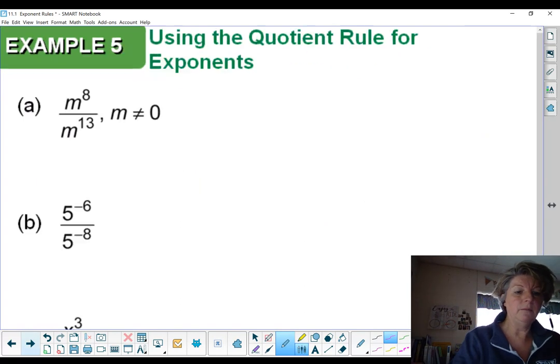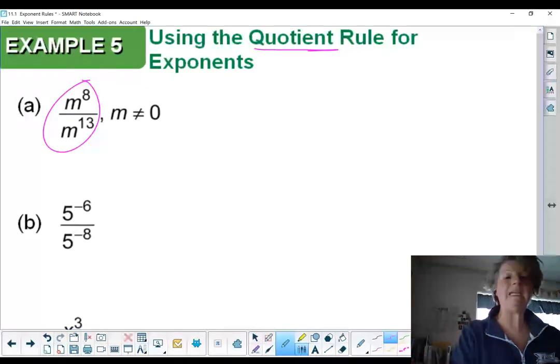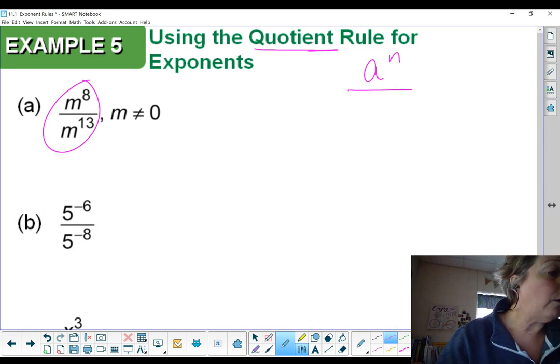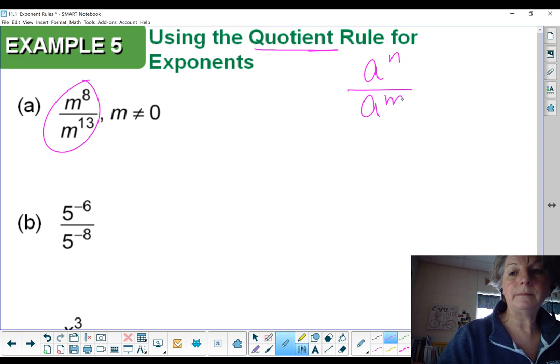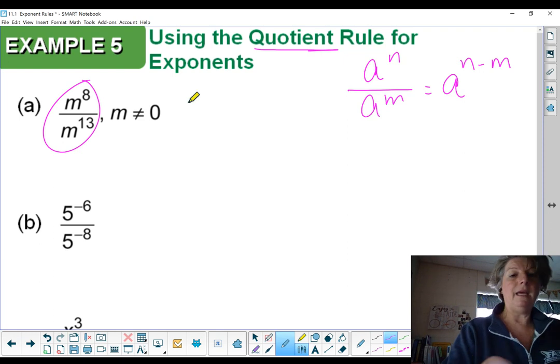Moving forward, example 5. This is our last example for today. And then tomorrow we'll pick up with example 6. All right, so for A, m to the 8th over m to the 13th. This is what we refer to as a quotient, right? We see division. And the rule for division is a to the n over a to the m gives me a to the n minus m. I subtract my exponents, top minus bottom, and this becomes m to the 8th minus 13.